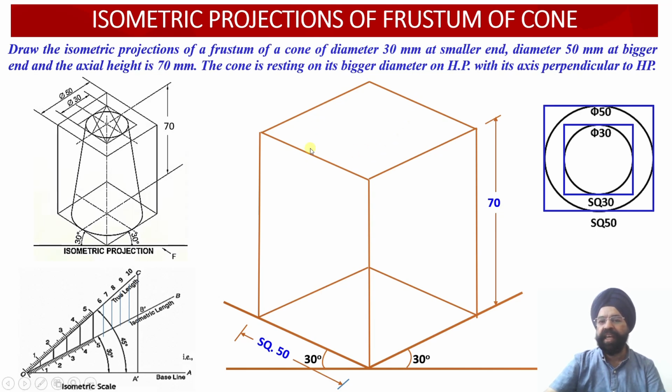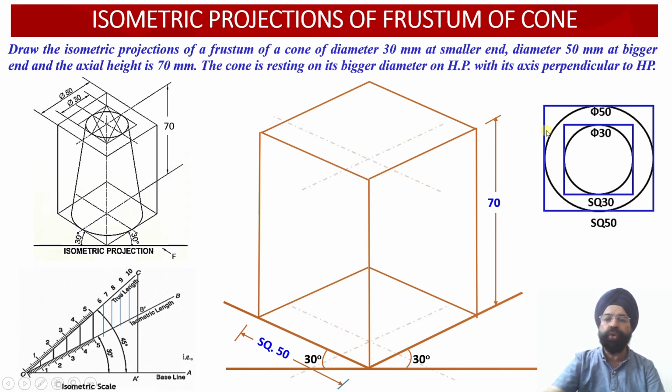Now you see these four edges correspond to the 50 millimeter square, but we have been provided with the information that the upper circular portion of this particular frustum of the cone has a diameter of 30 millimeter. So the square which we will require at the top face will be SQ30. It is not SQ50. So these are going to be the construction reference lines in order to construct a square at the top with dimensions of 30 millimeter each.